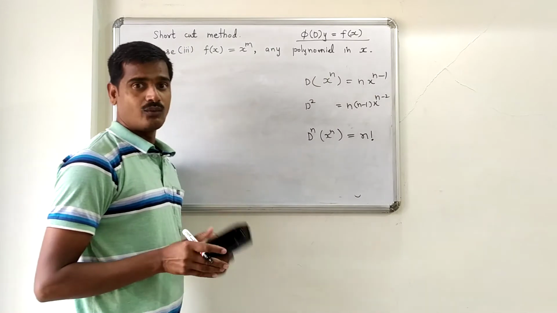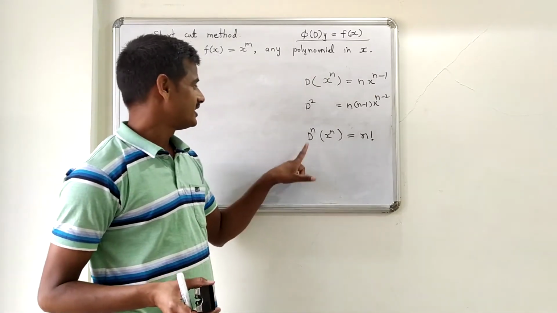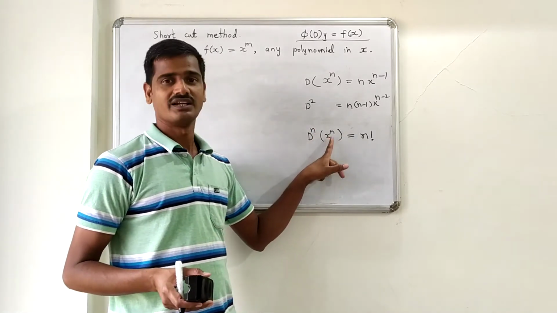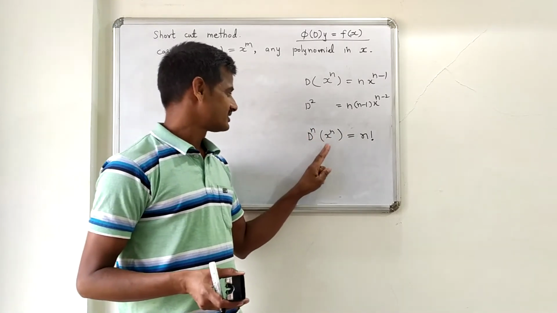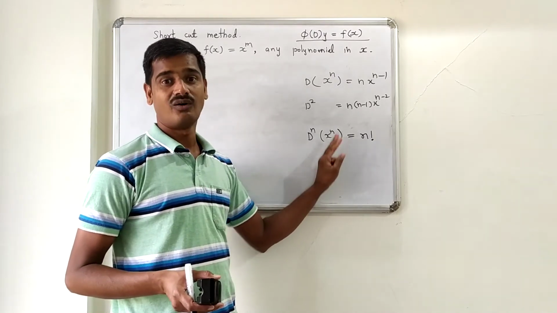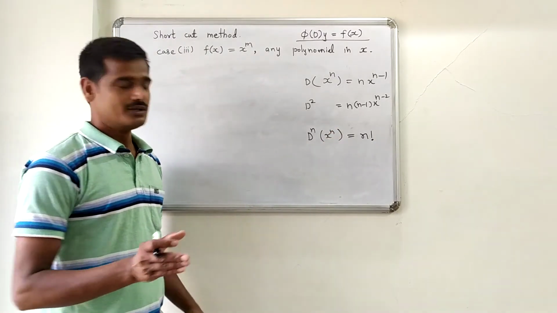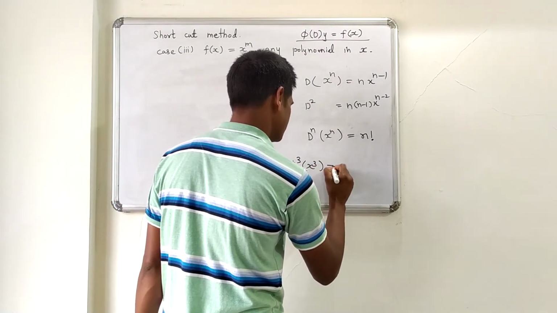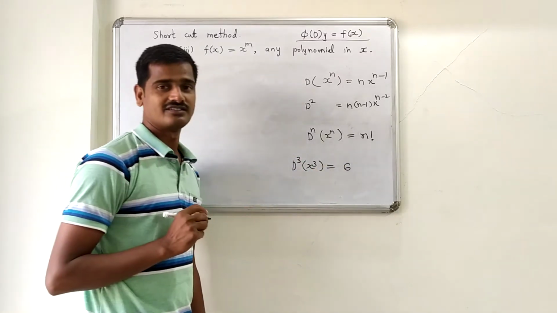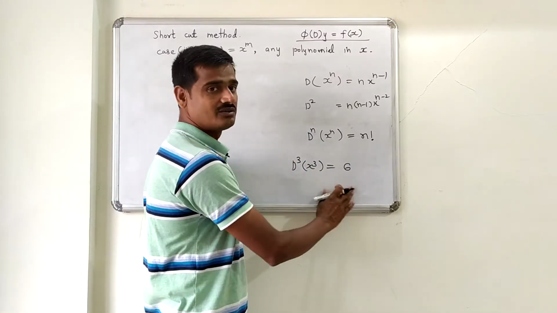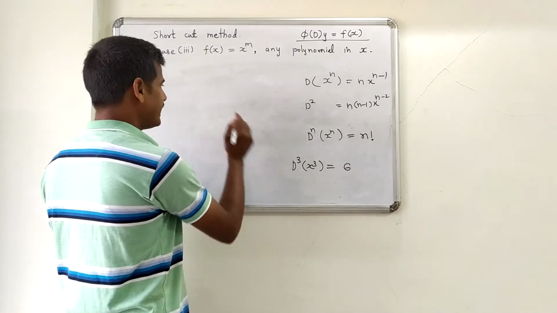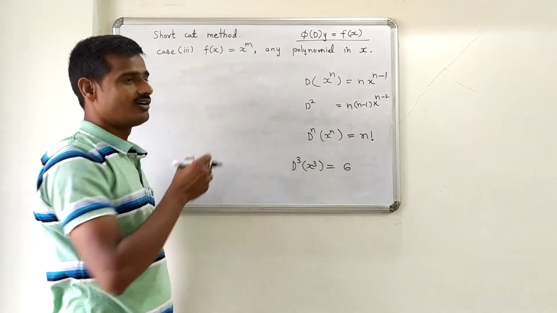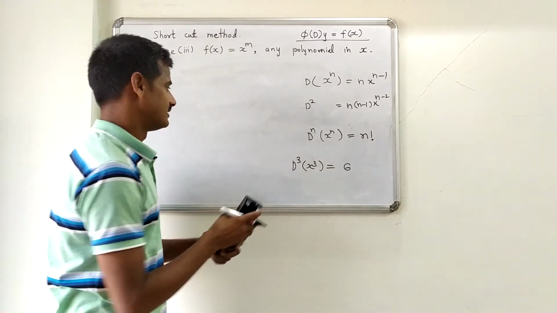And what about the higher order derivatives? So what is the n plus 1th derivative of x raised to n? It is 0. Then the n plus second derivative, n plus third derivative, all these derivatives are 0. So in other words, if I take any special case, what is the third derivative of x cube? You will say 3 factorial, that is 6. What is the fourth derivative? 0. Fifth derivative? 0, and so on. And so we have to apply this logic while evaluating or while getting the particular integral.